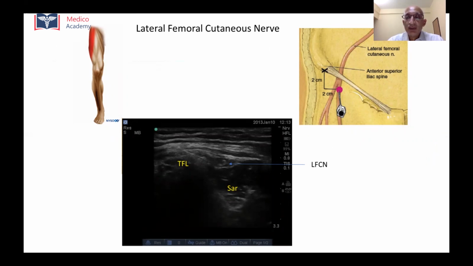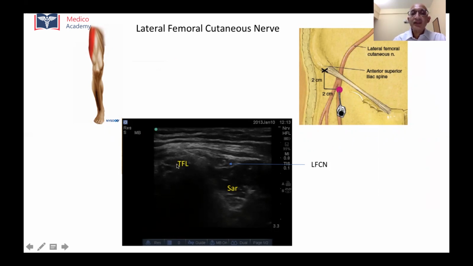And with the help of ultrasound, we use a high frequency linear probe. It's quite a superficial nerve, as you can see here. The total depth of the screen is just 3 centimeters. So we look for this triangular or oval shaped image of sartorius muscle. The ASIS is somewhere there, and in fact it is a little more proximal.